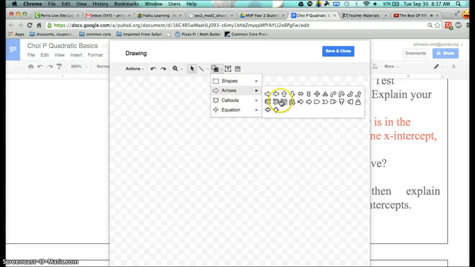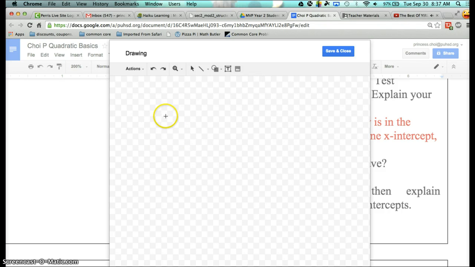You know what? I'm just going to use this one. I think that would be good, yeah? Curve up arrow. I think that looks really good. Okay, so there you go. Ooh, that's a really good parabola.